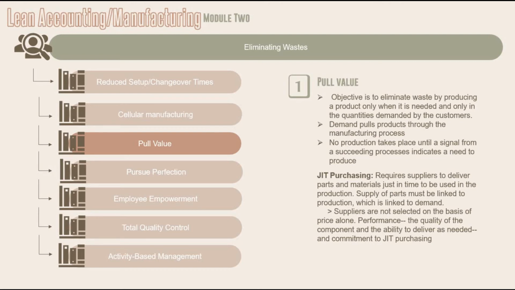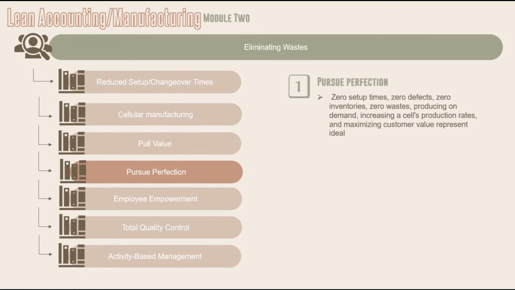JIT purchasing requires suppliers to deliver parts and materials just in time to be used in the production. Supply of parts must be linked to production, which is linked to demand. On to the next, which is pursuing perfection. The objectives of this process are zero setup times, zero defects, zero inventories, zero wastes, producing on demand, increasing the sales production rate, and maximizing customer value.